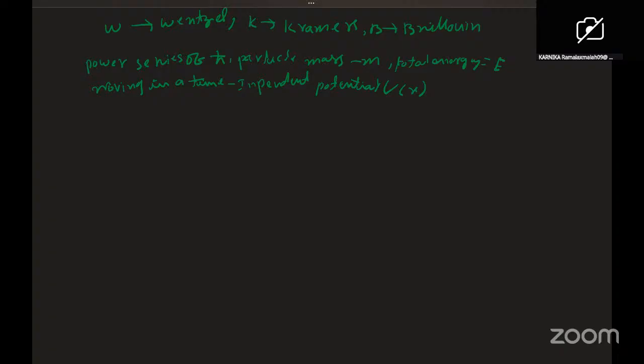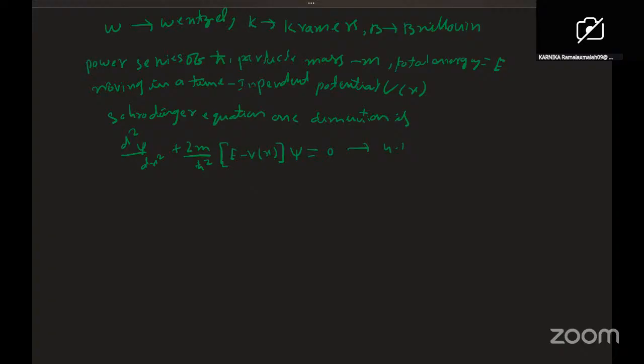The Schrodinger equation in one dimension is d square psi by dx square plus 2m by h-bar square into E minus V of x, into psi is equal to 0. That is equation 4.1. Okay.